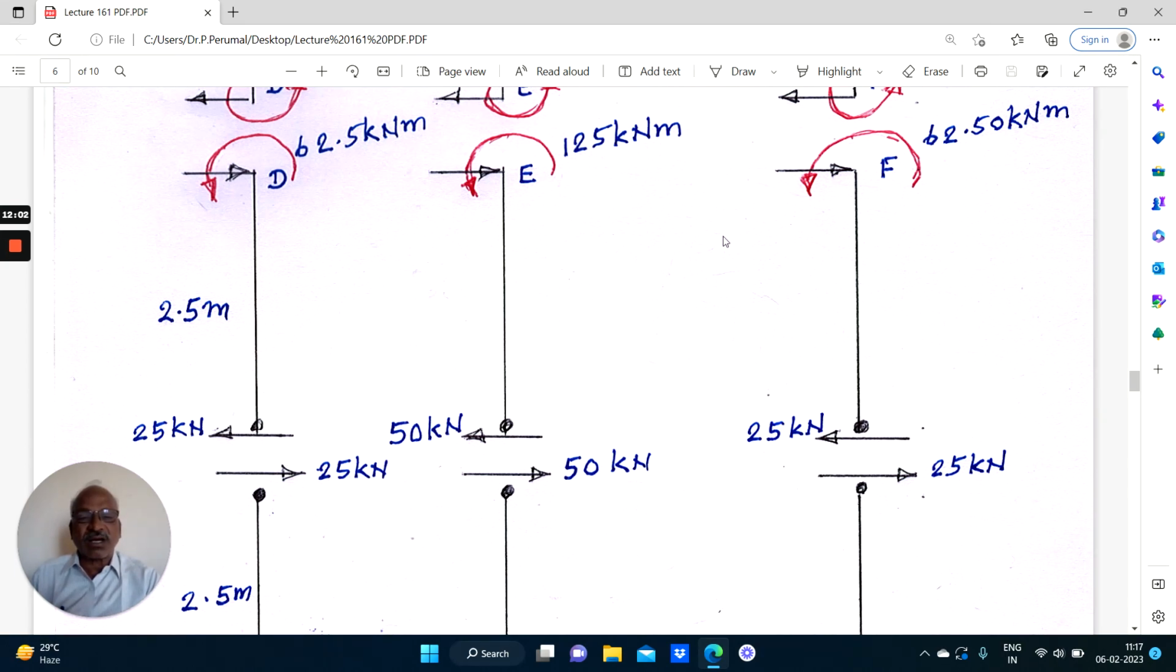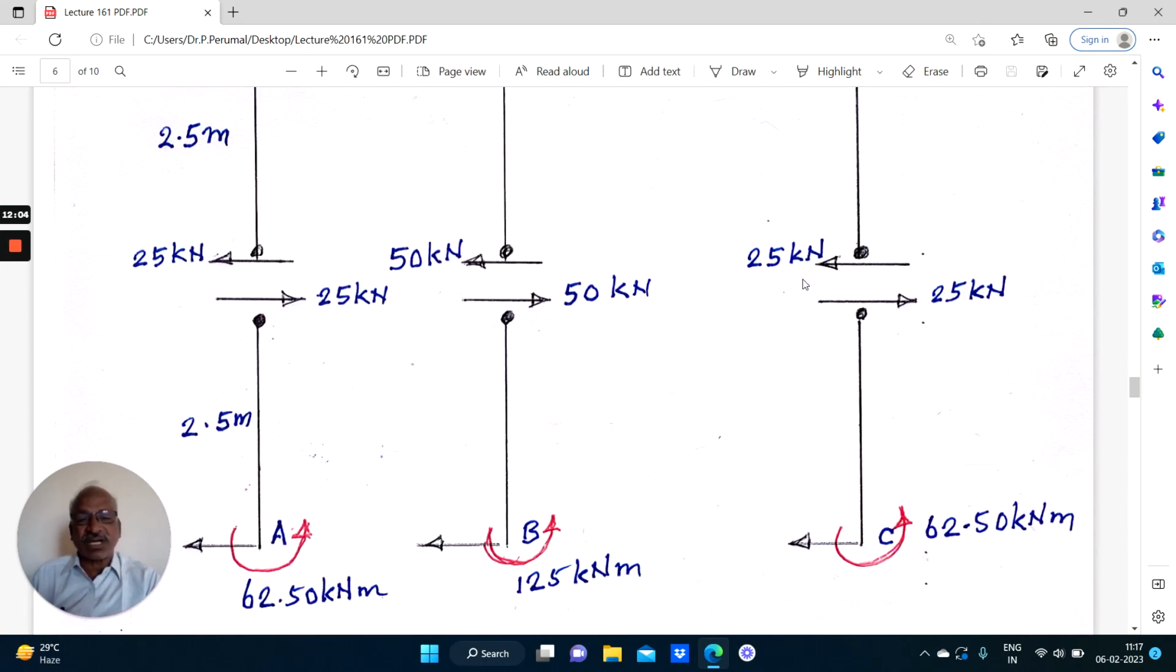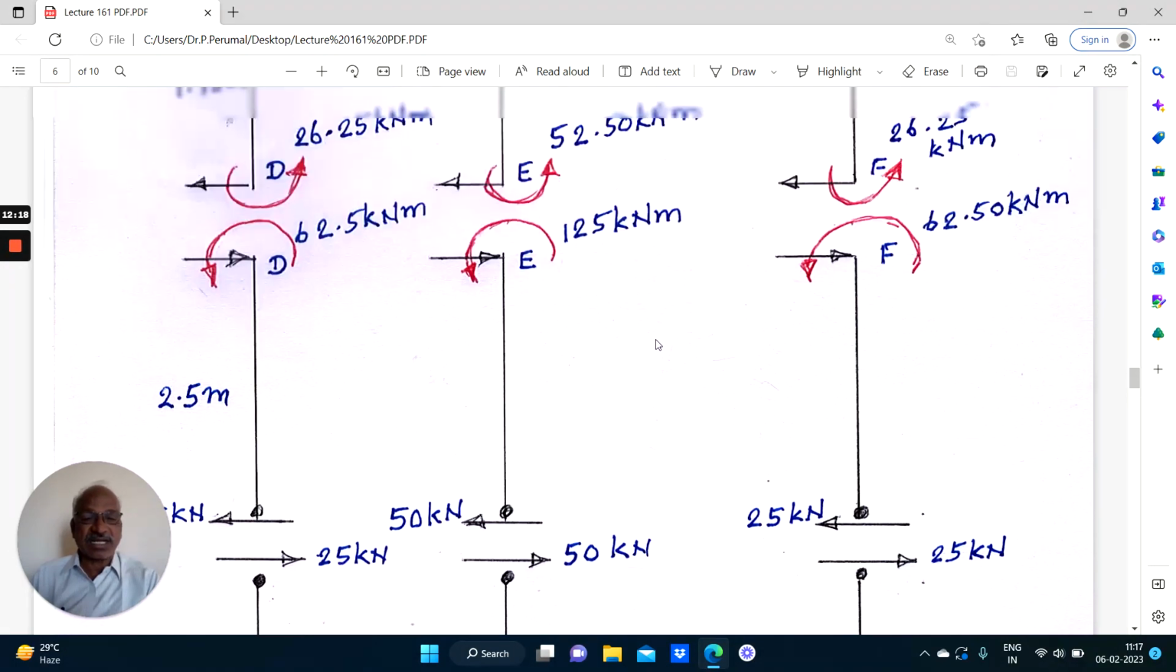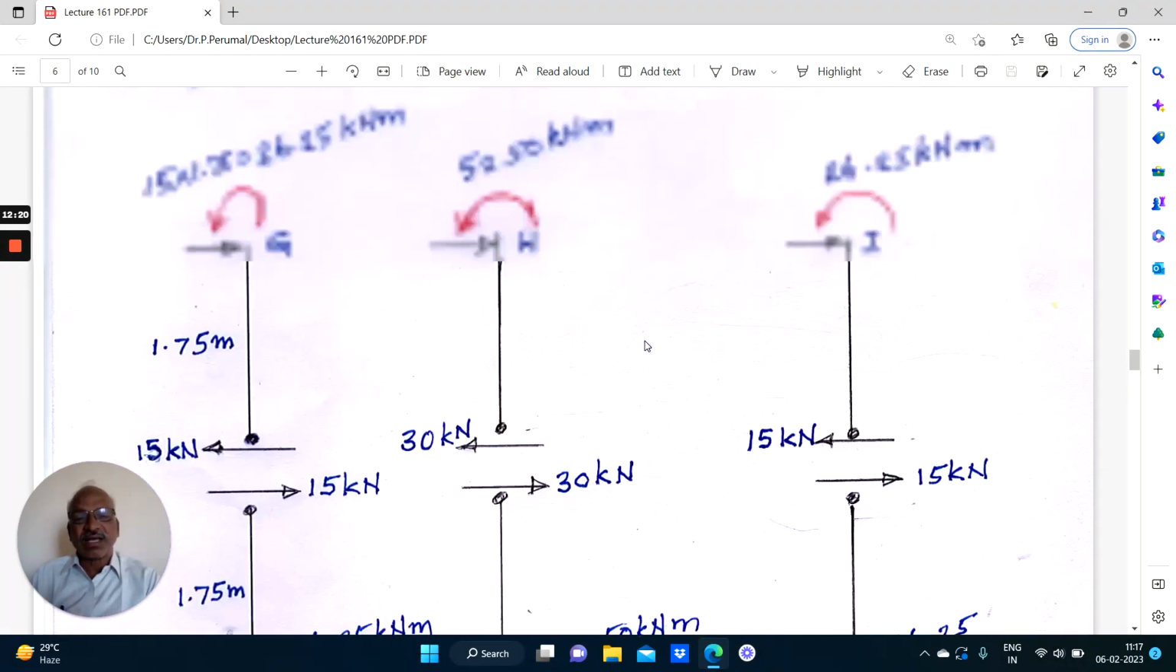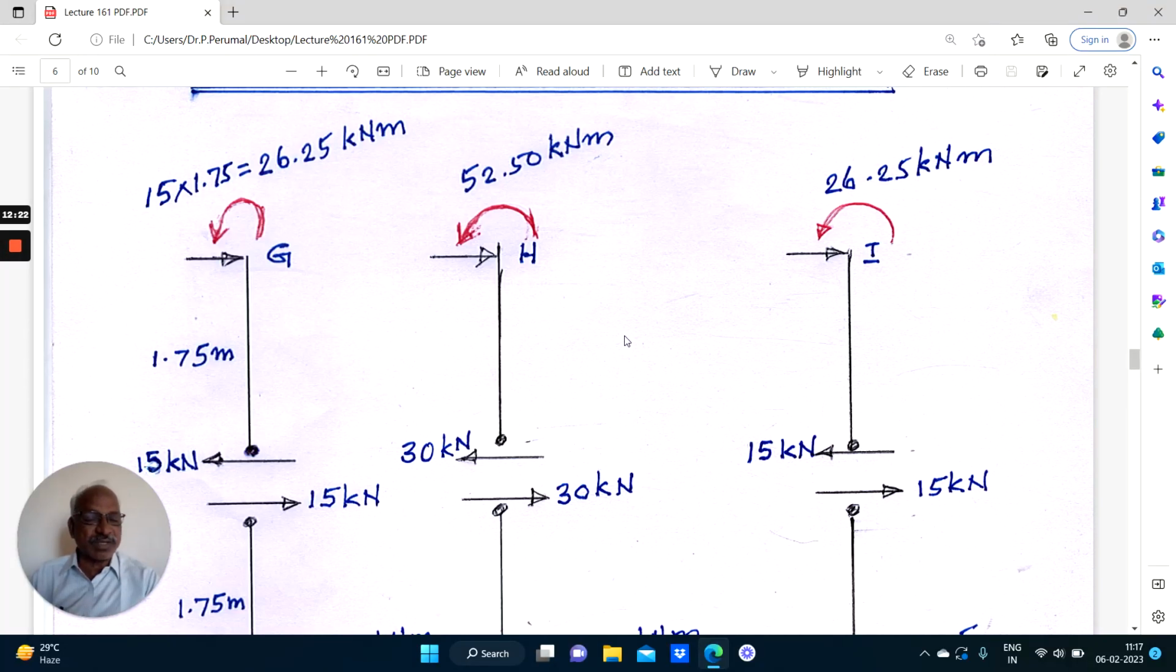So all other calculations you can understand. I'll avoid further discussion because it is the same procedure. The viewers can stop at any stage and go through it leisurely. You can easily understand. Now, this is about the column moments. Now, coming to beams, we have beams GH, HI, etc.